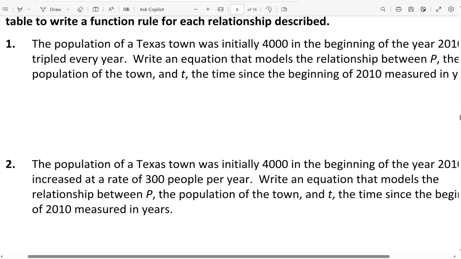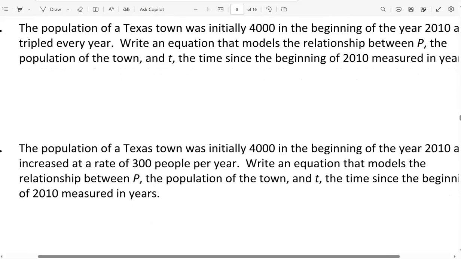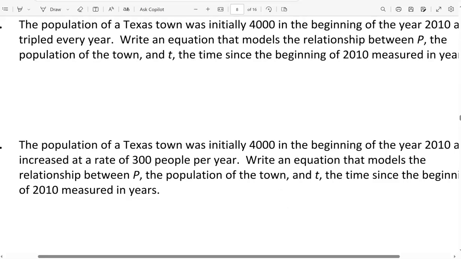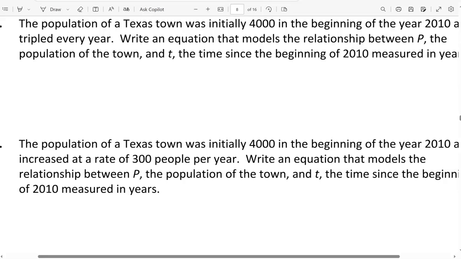In 1, the population of a Texas town is initially 4,000 at the beginning of the year 2010 and triples every year. So we're going to create a table that reflects that. I'm going to let t be the time since the beginning of 2010, so t equals 0 represents the beginning of 2010, and p be the population, which in the beginning of 2010 is 4,000.